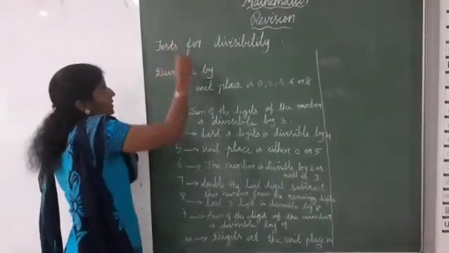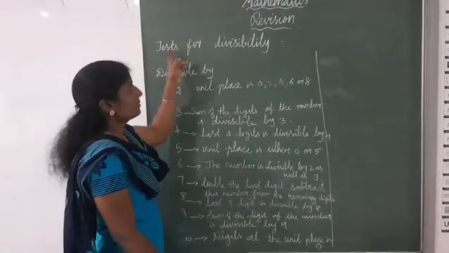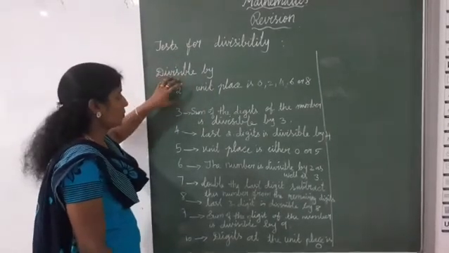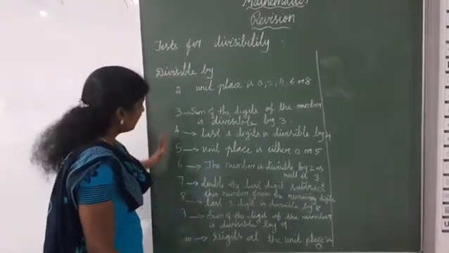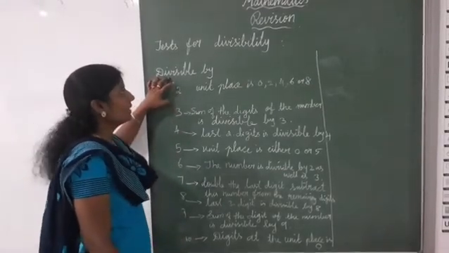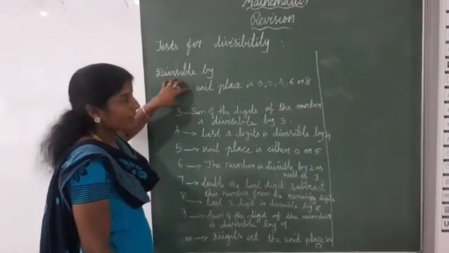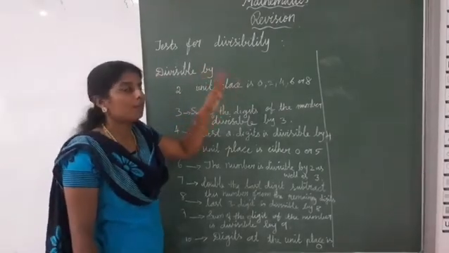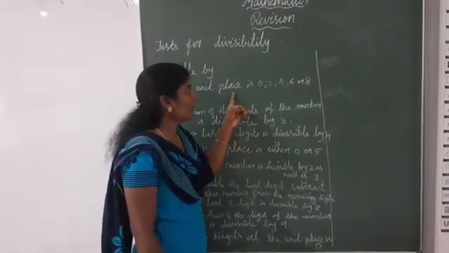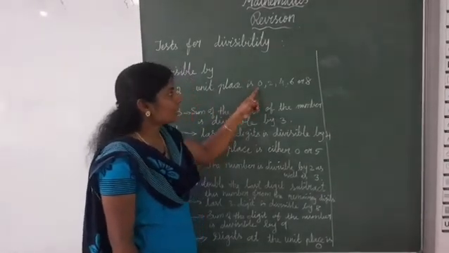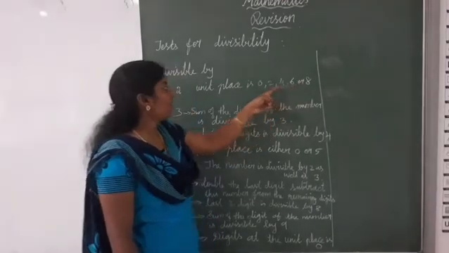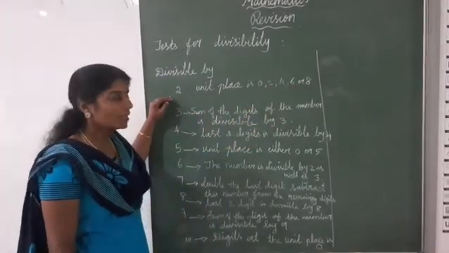Okay. Now test for divisibility. Divisible by 2 means 2, 3, 4, 5, 6, 7, 8, 9, 10, etc. Now here, any number is divisible by 2 if the unit place of the number is 0, 2, 4, 6, or 8.